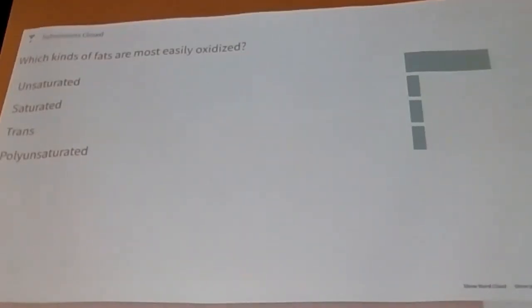It turns out that cis fats are more easily oxidized than trans. That shape difference means that the trans looks more like a saturated fatty acid, and it's more difficult for the oxidation reaction to happen at that location. So it turns out that trans is kind of in between cis and saturated.